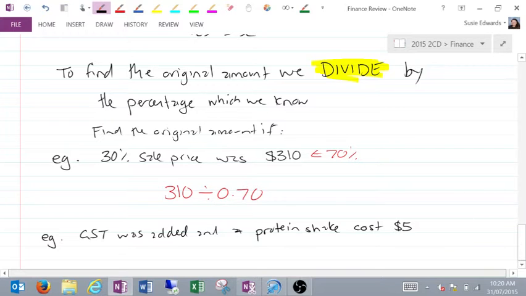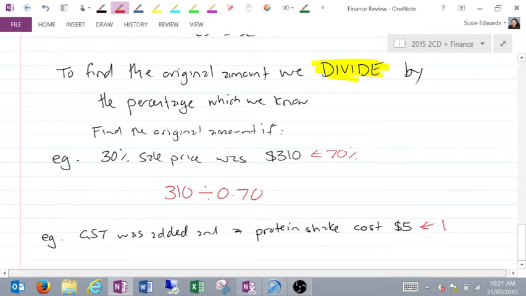Yeah? So what percentage is $5? GST is added. It's 10% added. So what percentage of what you started with is $5? So we've got this protein shake costs this amount of money. We add GST to it, and it costs $5. It's 110%. Can you see how it's 110? We've got 100%. That's how much the protein shake costs. Plus we added 10%. So that's where people get stuck.